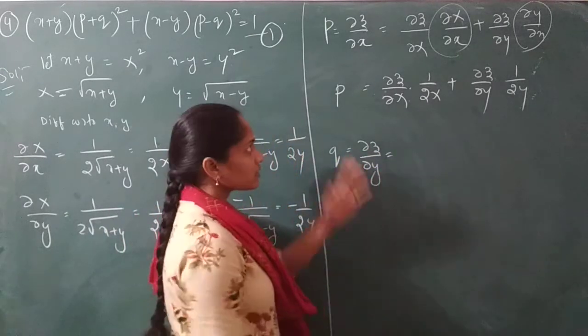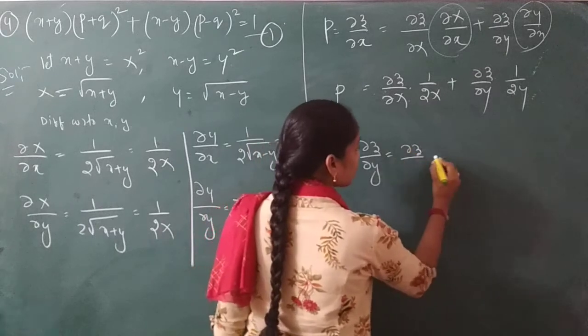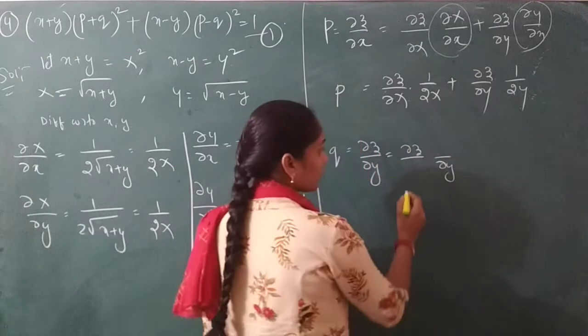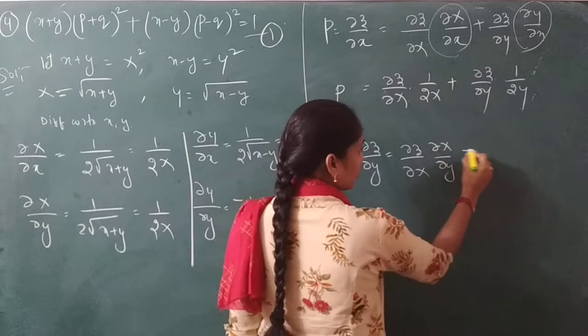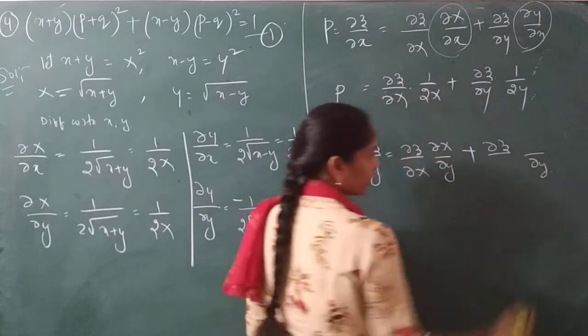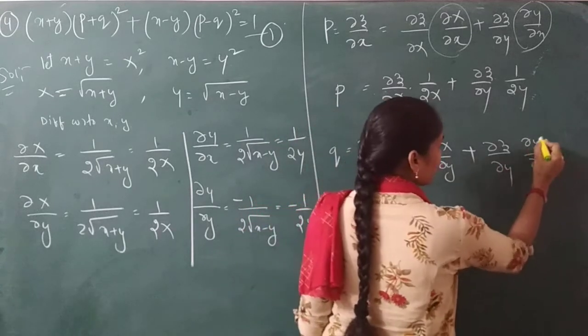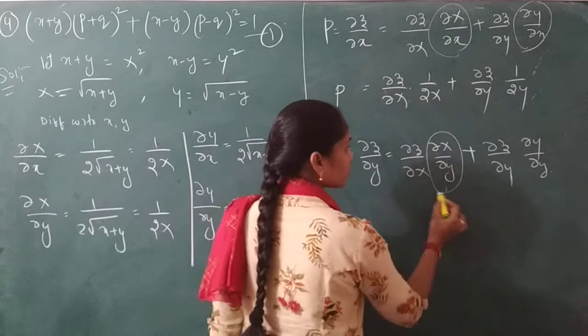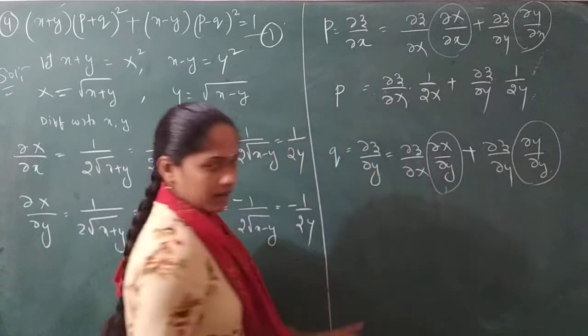So let's write down the same procedure. ∂Z by ∂Y, and what is here? ∂X plus ∂Z by ∂Y. Now what do you have to multiply with? Y. It gives the same. Now we know the values of these both equations. Let's substitute the values.